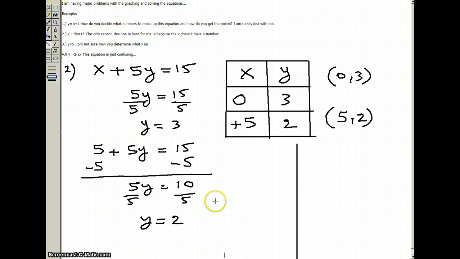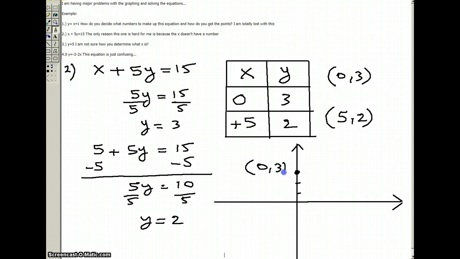This is my y-axis. This is my x-axis. Let's plot the 2 points and then join them to get the line. My first point is 0, 3: 1, 2, 3. So somewhere here is the point 0, 3. Then the point 5, 2: 1, 2, 3, 4, 5, and then I go 1, 2. This is the second point, 5, 2. Then I join the 2 points and I'm done. By joining the 2 points, I got the straight line. So that would be my straight line.